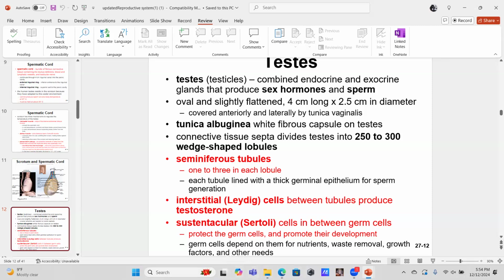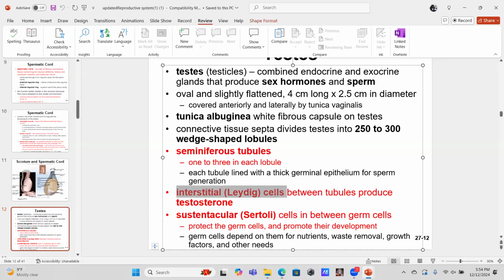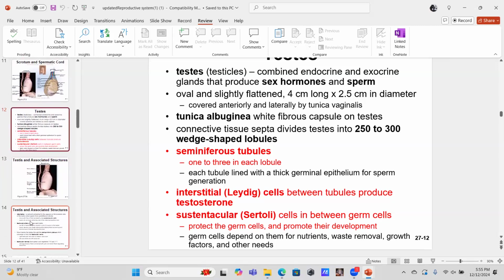Now, in terms of the testes, like I mentioned, we have the seminiferous tubules, and then we have these cells I want you to know: interstitial and sustentacular. Now, interstitial cells produce testosterone. Sustentacular cells allow the stem cell to undergo meiosis to then produce lots of sperm cells as a result of meiotic divisions.